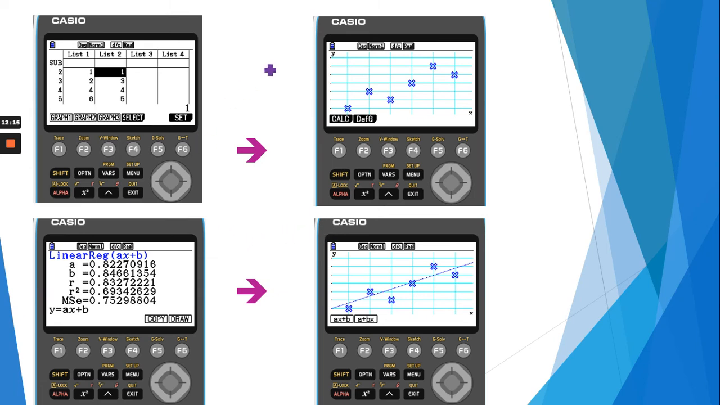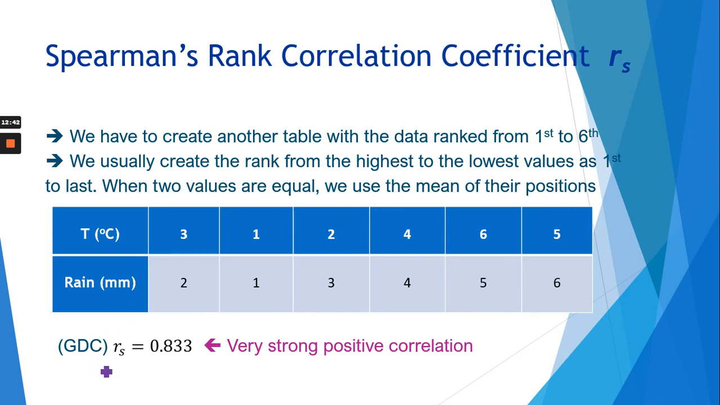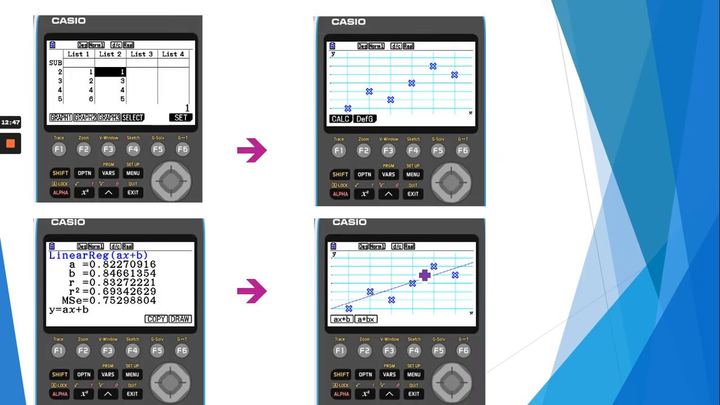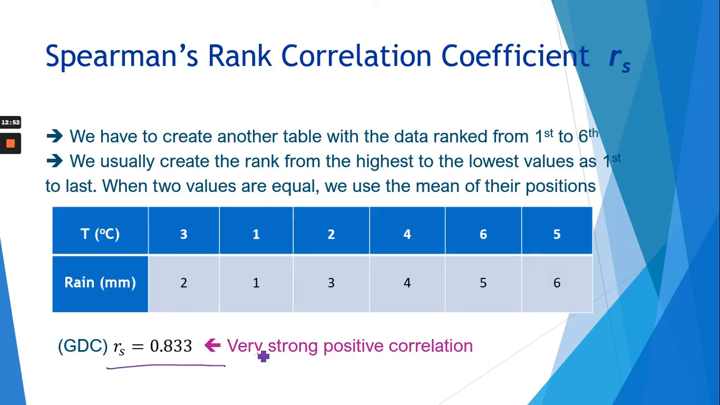So the way of calculating the correlation coefficient that is Spearman's rank is exactly the same in the calculation. The difference is not how we calculate, but how the data is selected. And here you should have on your calculator, by doing this, 0.833, which is here 0.8327. To three significant figures, 0.833, still a strong positive correlation.